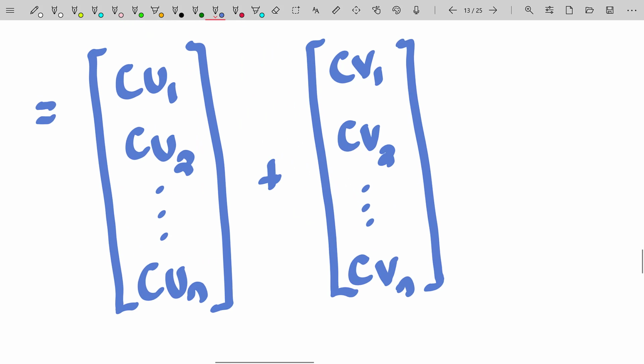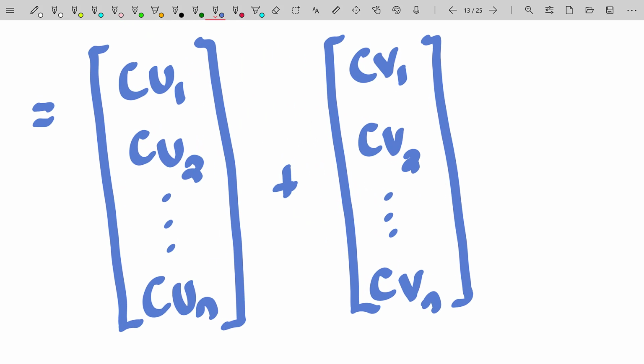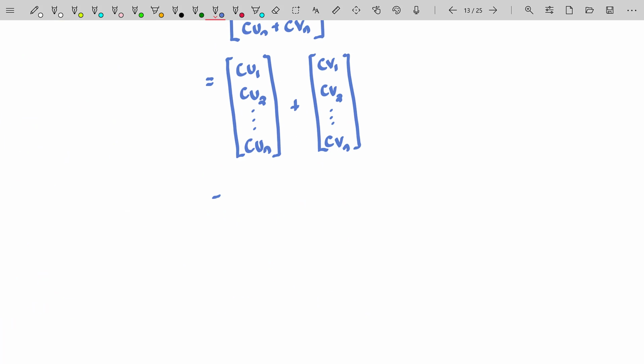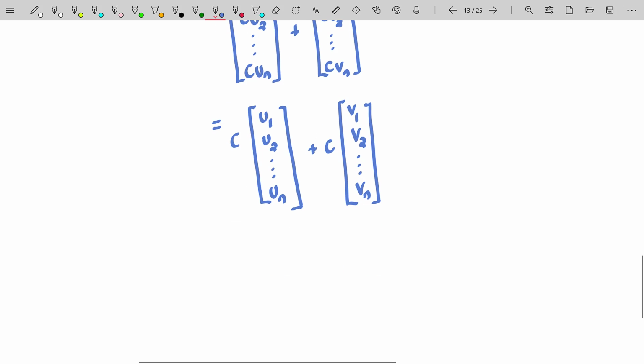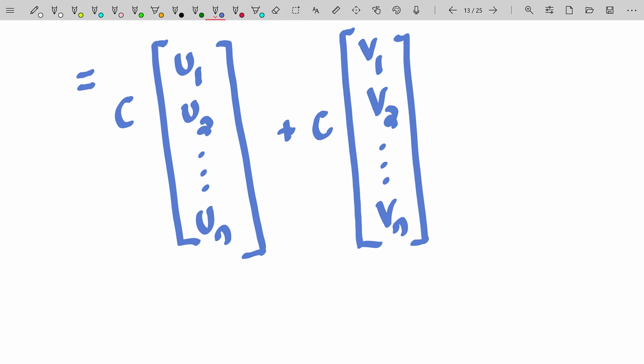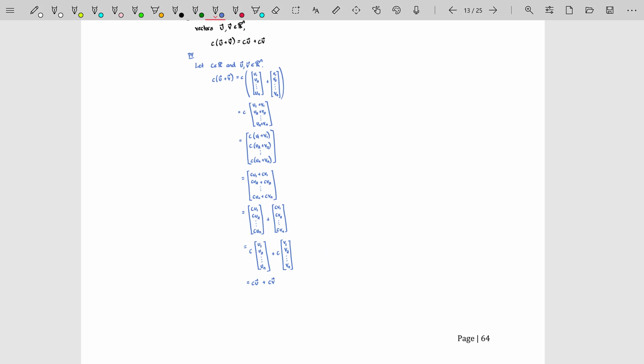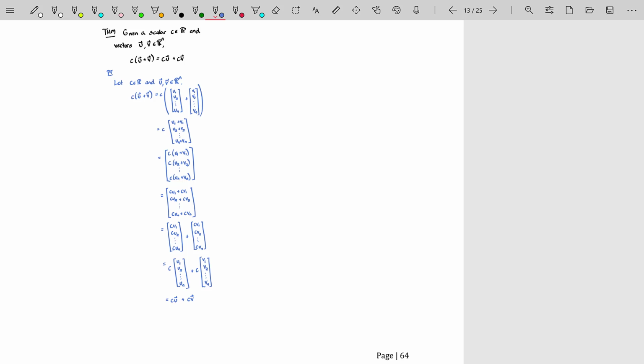Now we're going to go ahead and take advantage of scalar multiplication of vectors. So notice each entry in this vector is being multiplied by the scalar c. That's the same thing as c times the vector u1, u2, all the way to un. And same thing with this second vector. So let me go ahead and do that. And now that we've got to this point right here, we know u1 through un is the vector u, and v1 through vn is the vector v. And lo and behold, we have arrived at the right-hand side, which is what we wanted to arrive at. c times the quantity u plus v, we have proven, is actually the same as cu plus cv.